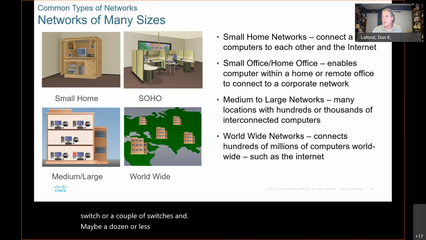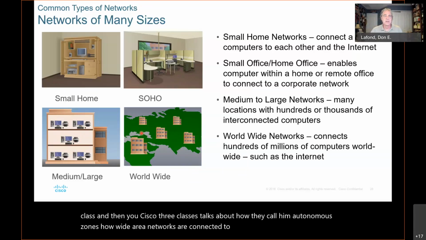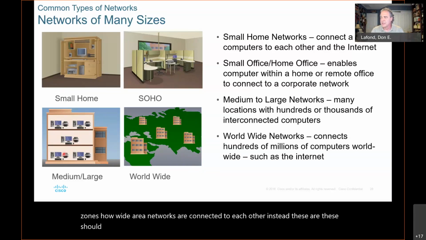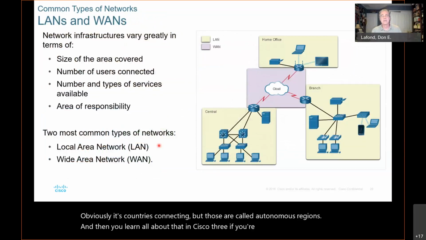Then there's small, medium, or large. That's what Cisco 2 is built around. That class, Cisco 2, teaches you how to connect networks more so than you do in this class. And then your Cisco 3 class talks about what they call autonomous zones, how wide area networks are connected to each other. These should be more LANs and short-connected WANs. This is WANs, obviously, it's countries connecting, but those are called autonomous regions. And you learn all about that in Cisco 3 if you're still here at that point.